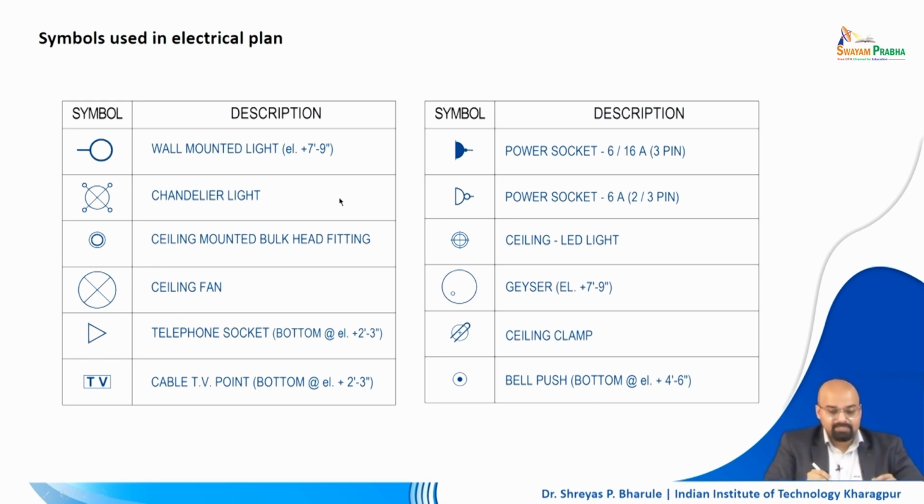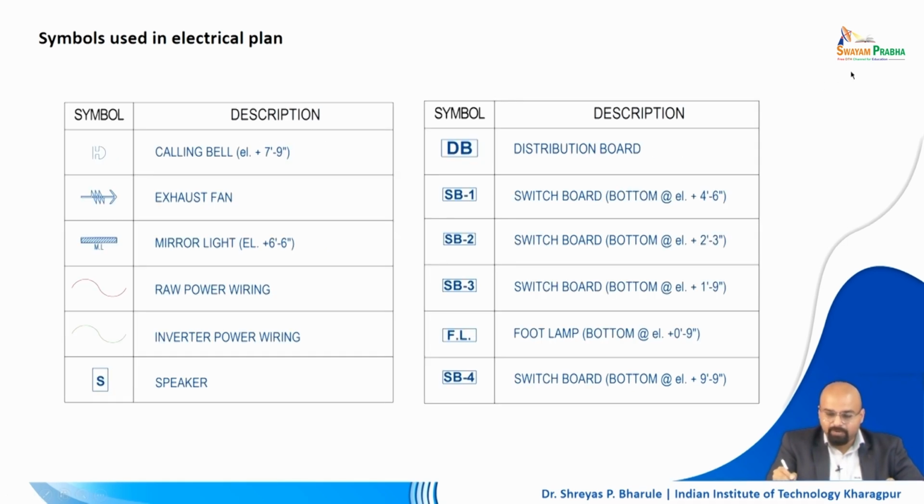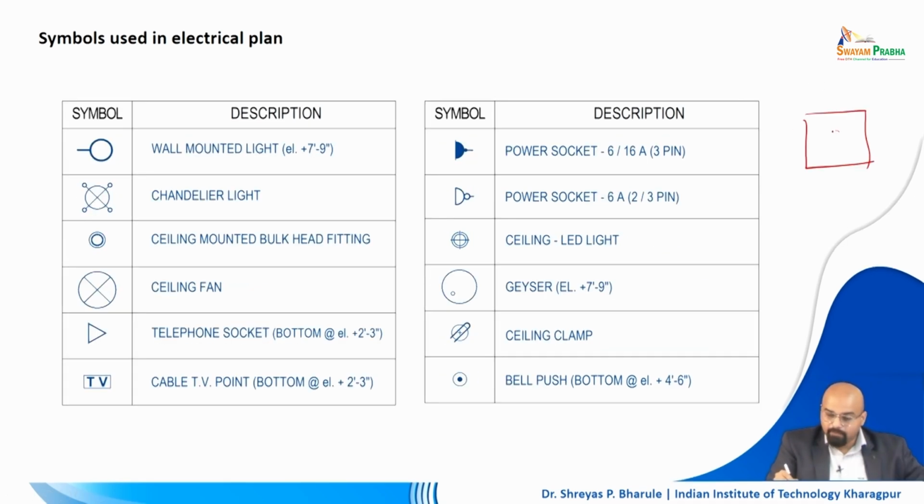Next we have the chandelier light, right? Say for example you have drawn a plan, and in the middle of that particular room there is a chandelier, so it will be represented somewhat like this. So you have a room, and in the middle you have a big chandelier, which is hung from the center of the room on a loop or a hook mounted on the ceiling, right?